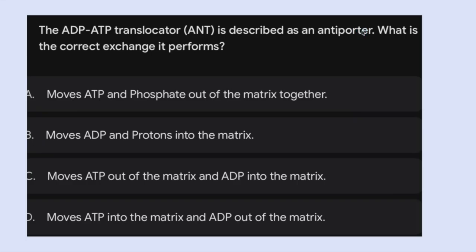An antiporter means something goes in and something goes out. So what do you think the answer is? It moves ATP out of the matrix and ADP into the matrix. Okay, excellent. Thank you guys, we're done.